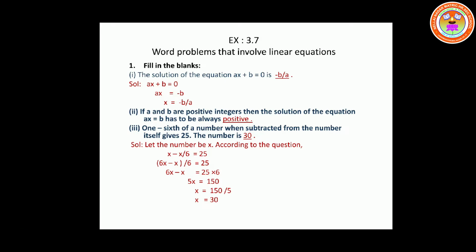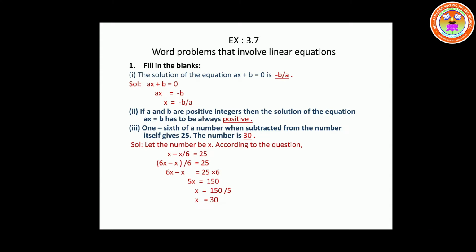First you have fill in the blanks. The first sum: the solution of the equation ax plus b is equal to 0 is... so let us move to the solution part. We have the equation ax plus b is equal to 0. This is a linear equation with variable x. a is the coefficient of x and b is the constant term.